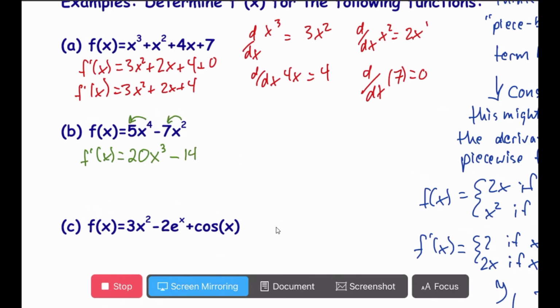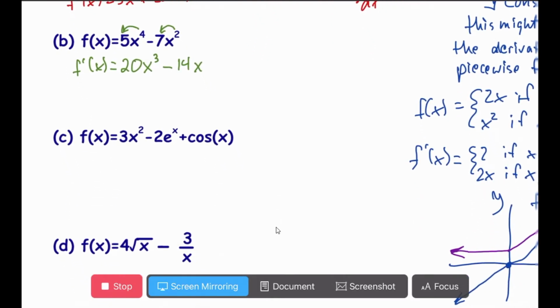We're going to have 14x to the power of 1. I don't need to write the 1, so just x. All right, and be careful here. We have an exponent function, so don't try to apply power rule there. Just use what we already know.